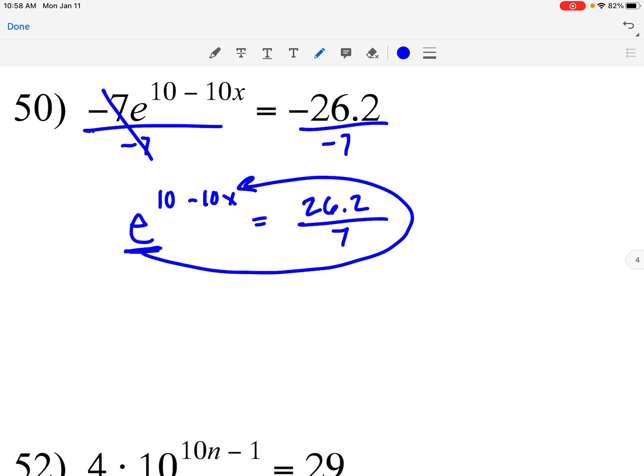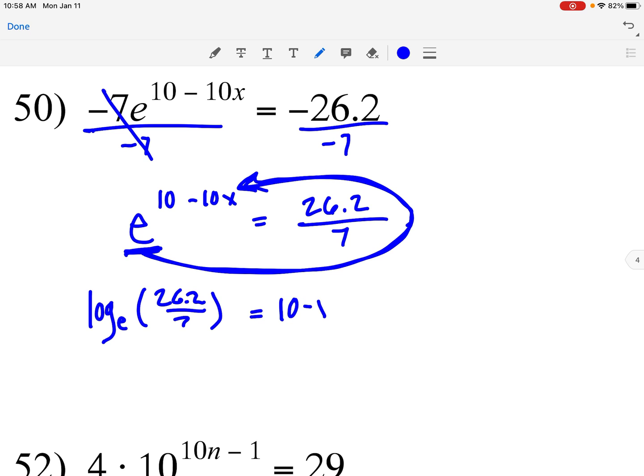So I'm going to rewrite this. In logarithmic form, it has to become a log. So this becomes log base e, since that's my start, of, follow the arrow to the other side, 26.2 divided by 7, equals, and then you finish the circle, 10 minus 10x.